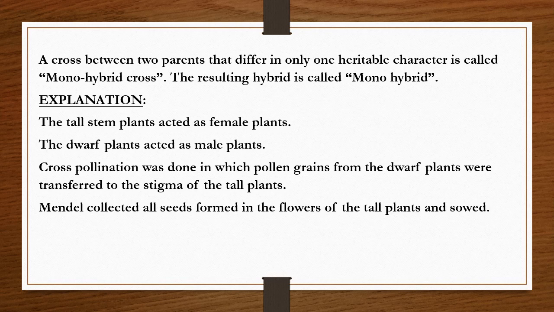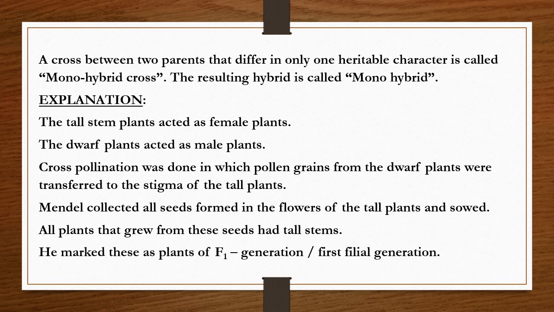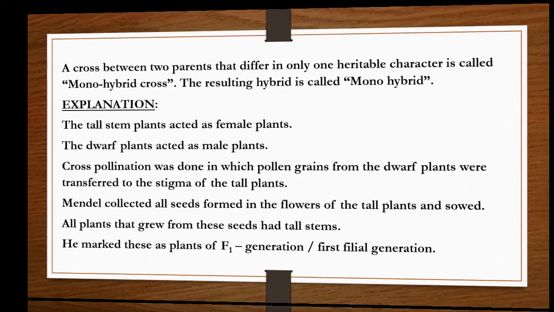Mendel collected all seeds formed in the flowers of the tall plants and sowed them. All plants that grew from these seeds had tall stems only. He marked these as plants of the F1 generation or first filial generation. Let's see the representation of that explanation.